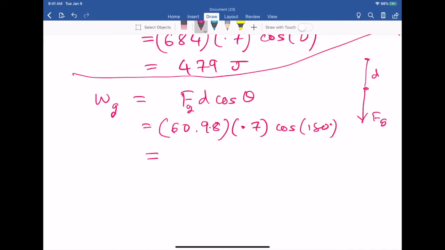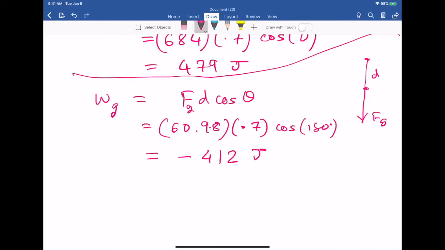(60 times 9.8 times 0.7, which is 411, negative 411, about 412, negative 412 joules. Right? Okay, so that is the work done by gravity.